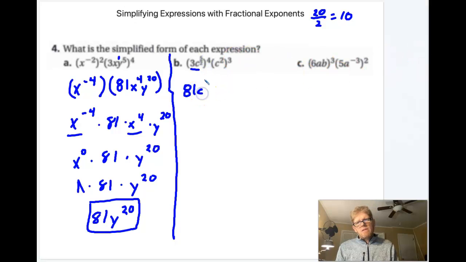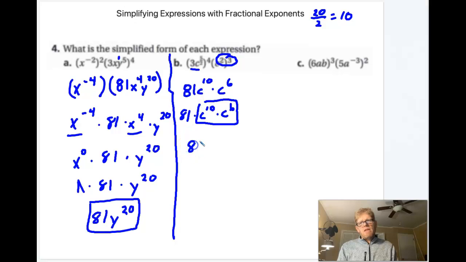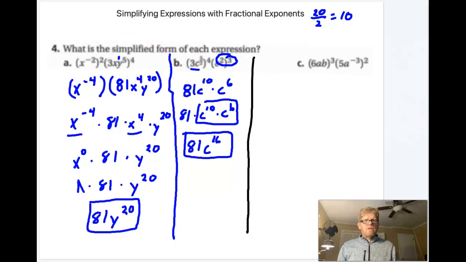There we go. C to the 10th power times c to the 2 raised to the 3rd, which is c to the 6th. And again, since that's just multiplication, we can group these however we like. We're going to group these two together, and we'll add their exponents, and that's going to give us 81c to the 16th power. And we've got one more we can do here, so let's take a look at this one.